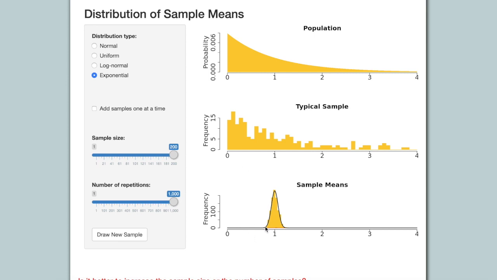So in this case, the distribution here has the mean of mu, which is the population mean, here 1. And the standard deviation is the standard deviation of our population divided by the square root of n. In this case, n is 200.